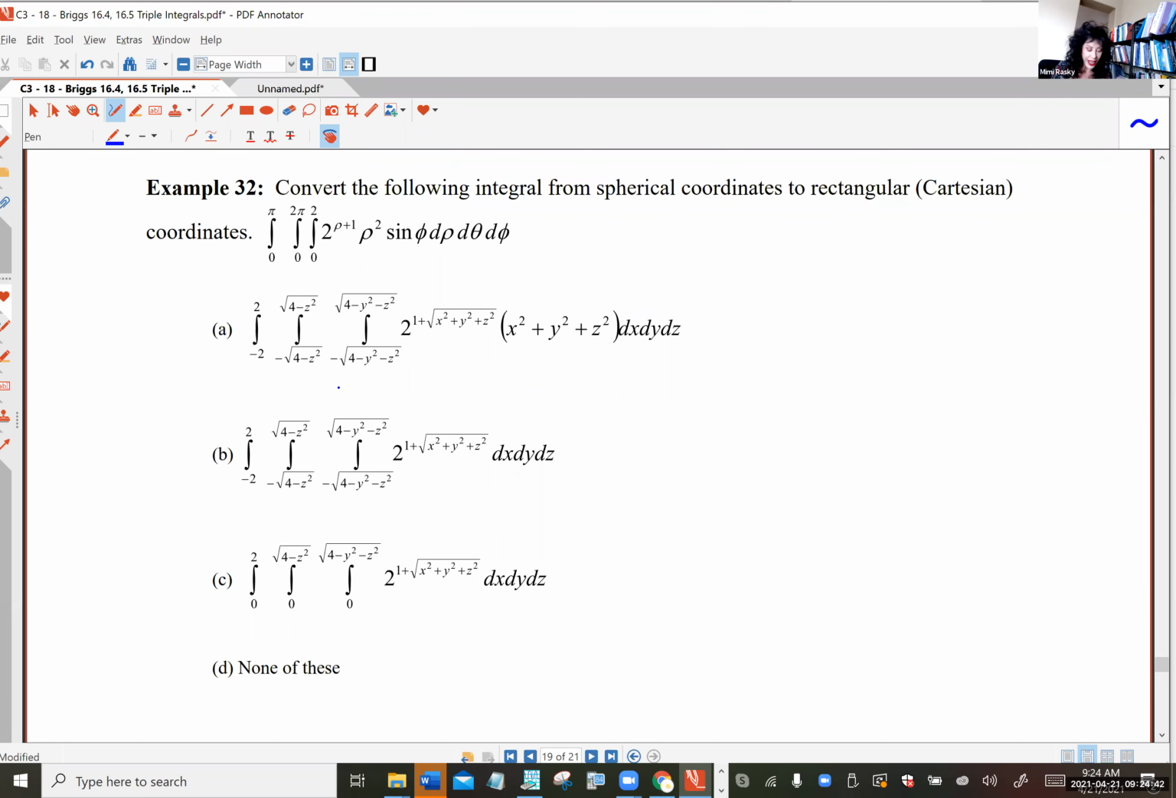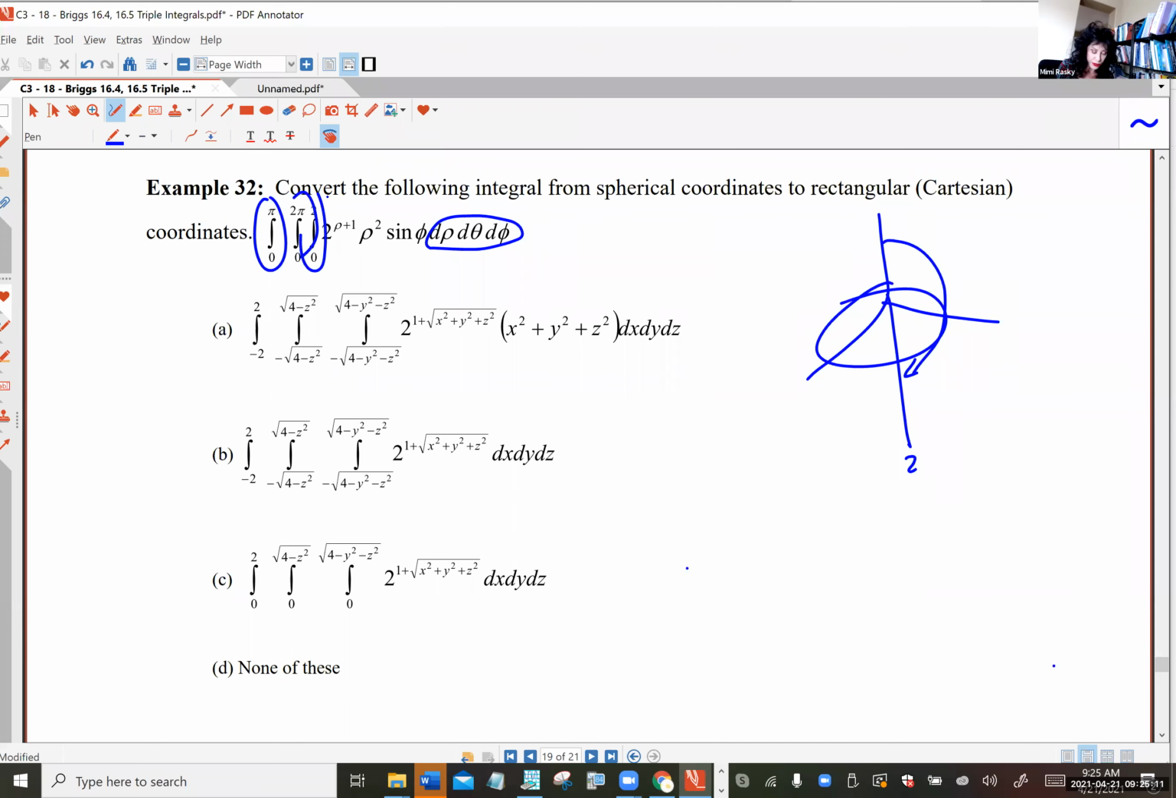Yeah. So what I like to do before I try out anything is I look to see what these limits are doing. Phi is the outermost integral, which is kind of rare. I usually use phi as the middle integral, but okay. So phi is doing the full enchilada, going from 0 degrees down to the negative z-axis, to pi. And then theta is doing a full revolution, 0 to 2 pi. And then rho is going from 0 to 2.